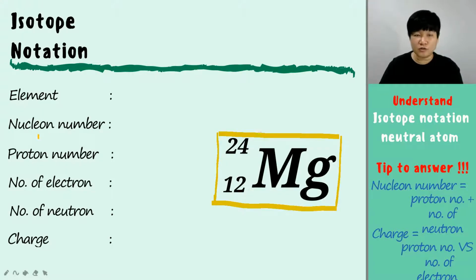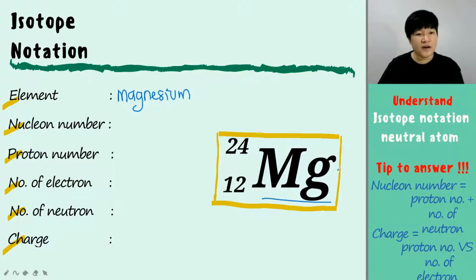Another example of a question over here is where the isotope notation is given. From this isotope notation, you need to be able to obtain all this information. So the first thing, obviously, the element is magnesium. Why do I know that the element is magnesium? Because you have the Mg. Everybody knows that Mg is the symbol of magnesium.